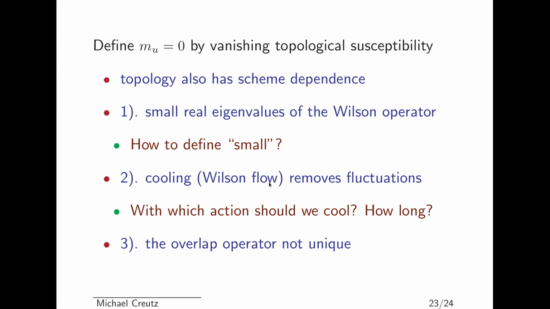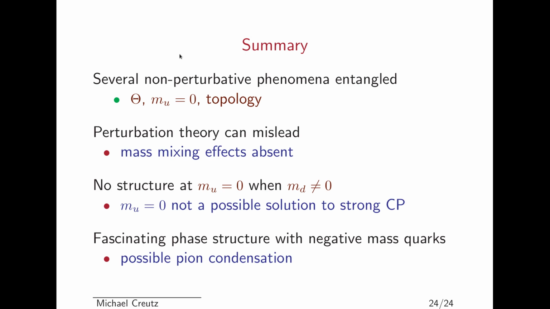Now you can smooth things out. This is all due to fluctuations, and there's something called Wilson flow, which is actually very popular these days. But even this is not unique. You can ask, well, which action should we cool? It's conventional to cool with the Wilson action. But how long do you cool? If you cool too much, can your topology fall through the lattice? And for the same reason, the overlap operator is not unique because it depends on which Wilson operator you use. So it's a little tricky to define mu equals 0.